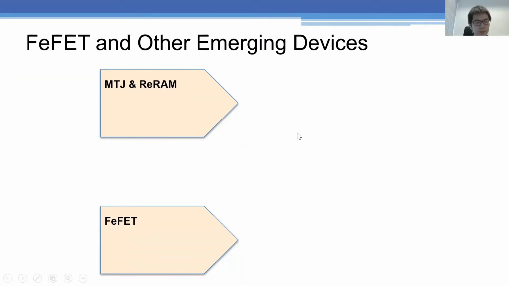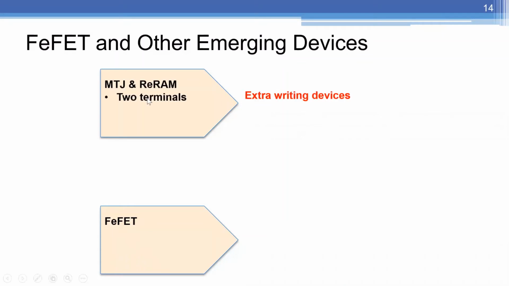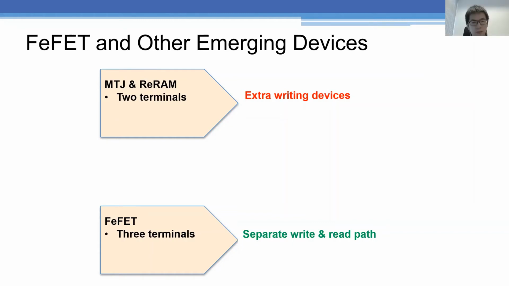Okay. So in this sense, I want to compare the FeFET with other emerging memories. Since the MTJ and ReRAM are two terminal structures, they require extra writing devices to facilitate their write and read operations, while the FeFET is a three terminal structure, which naturally separates the write and read path, therefore eliminates the need for the extra writing transistors.